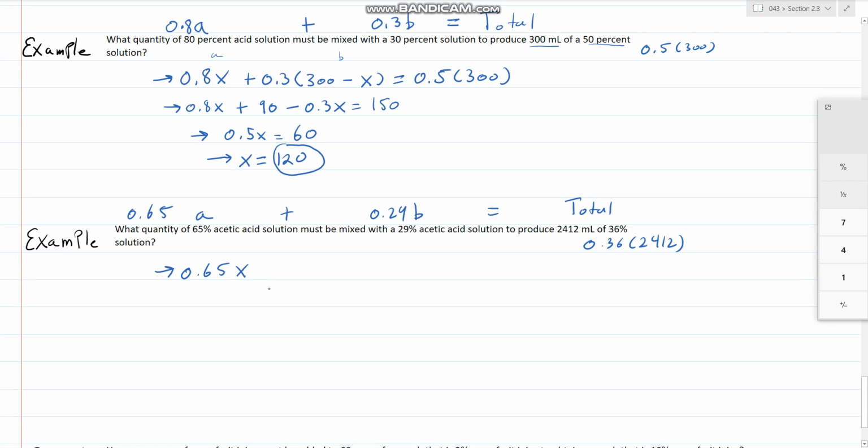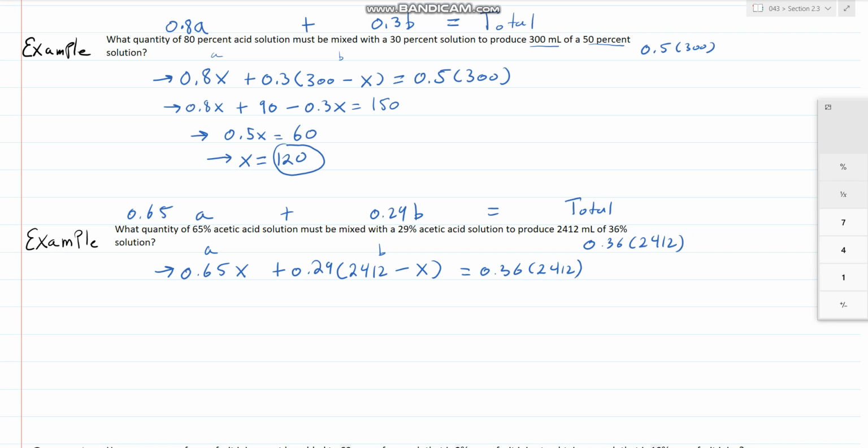0.65x, because they're asking how much of that percent or that solution am I adding, plus 0.29. The total is 2412, and it has to add to that, so I can say the total minus x is how much B is equal to, and this equals 0.36 times 2412. Okay, that is your single variable equation that you can solve and find out how much of that solution you need to add. Again, I'm going to pause this, fill out the algebraic steps, and then we can talk about the result.